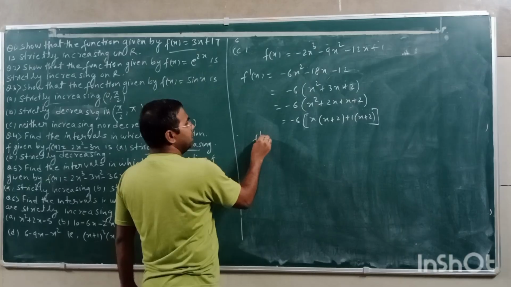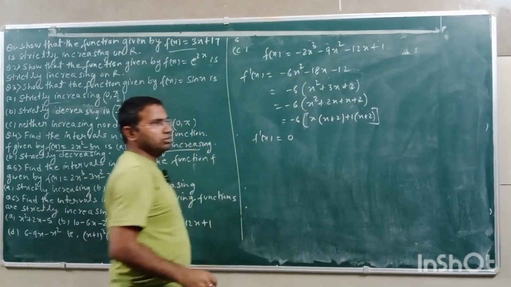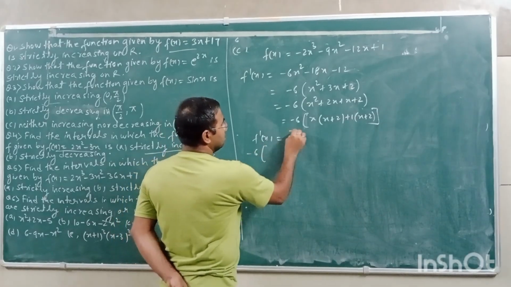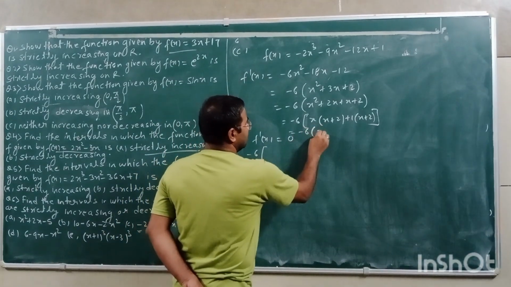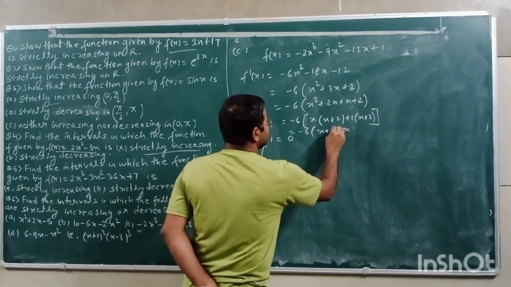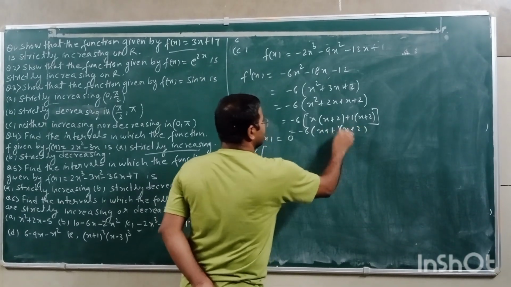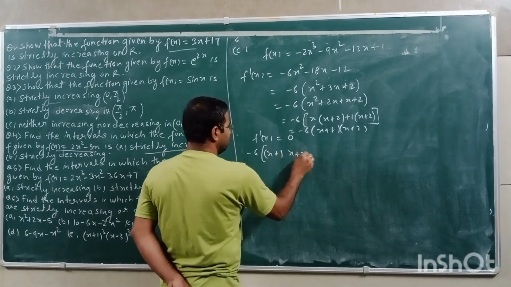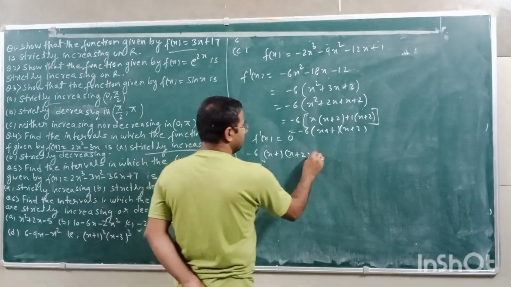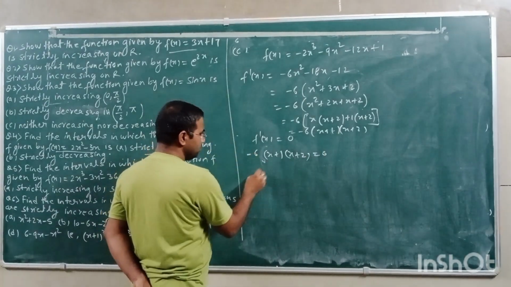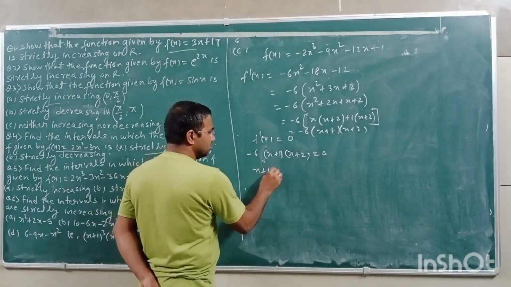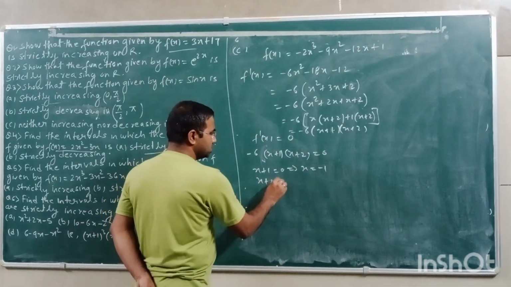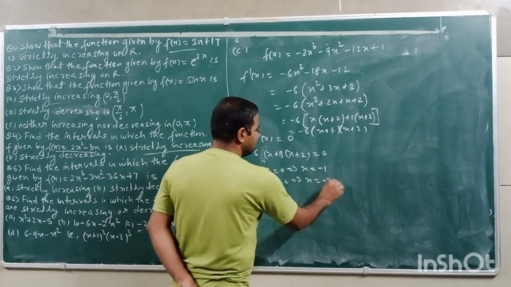Then for finding the interval we have to put f dash x is equal to 0. Then minus 6 bracket, x plus 1 and x plus 2, is equal to 0. Then what will come? One time x plus 1 will be 0, then x is equal to minus 1 will come. And one time x plus 2 is equal to 0, then x is equal to minus 2 will come.